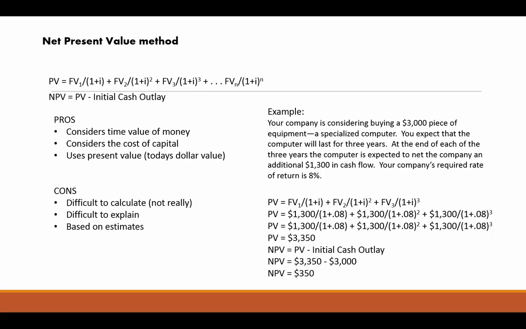Any negative amount on net present value would mean we did not achieve the required rate of return, and any positive value means we exceeded or did better than the required rate of return. So that's the net present value method.